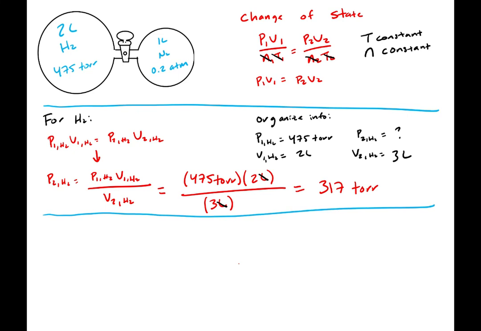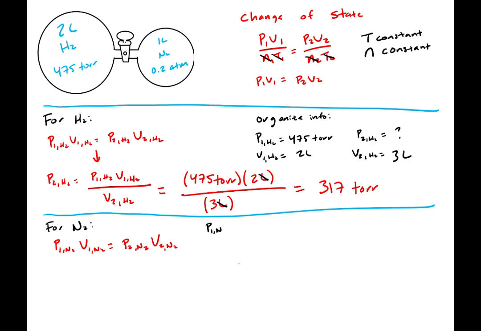Now we're going to take a look at what happened to the nitrogen gas. So we'll do the same thing for the N2. And what we'll say is that the initial pressure of the N2 times the initial volume of the N2 is equal to the final pressure of the N2 times the final volume of the N2. And now we'll organize information.